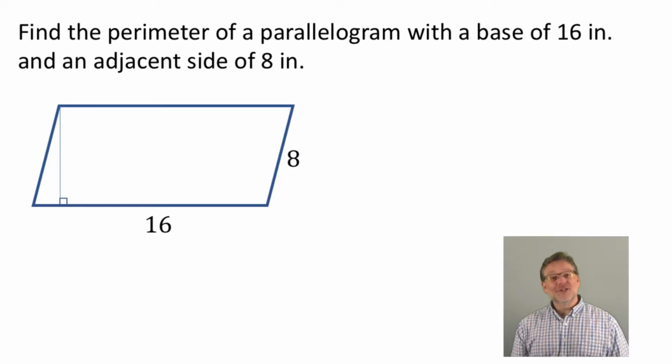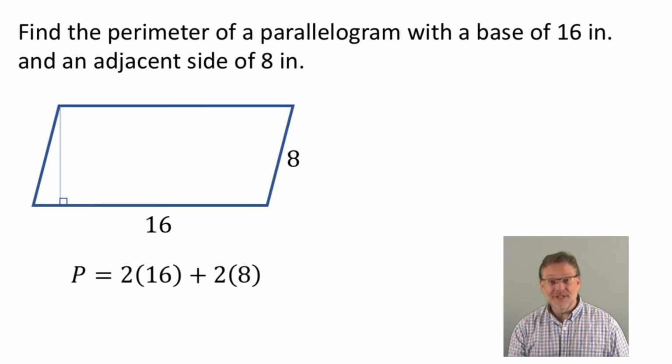Right now it's time for us to use some of these formulas. Let's first of all take a look at our first problem. Find the perimeter of a parallelogram with a base of 16 inches and an adjacent side of 8 inches. We can make use of our formula, which is simply 2 times the base plus 2 times the length of that other side. 2 times 16 plus 2 times 8.